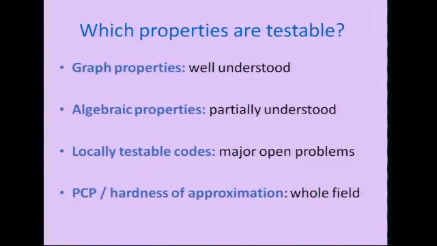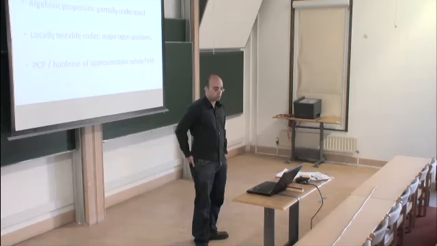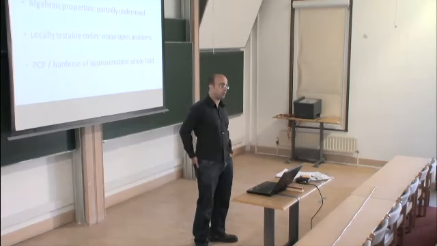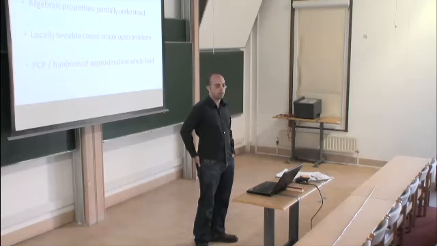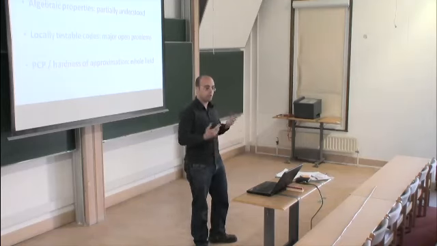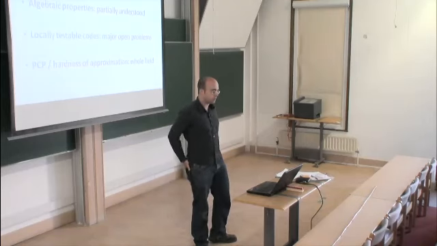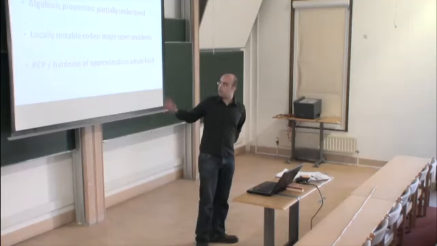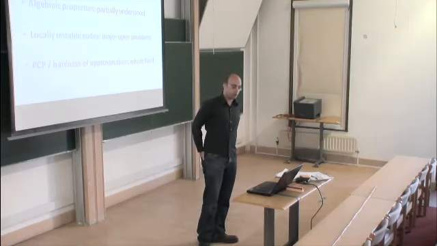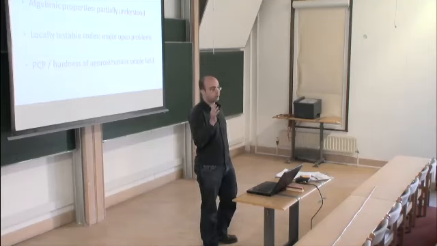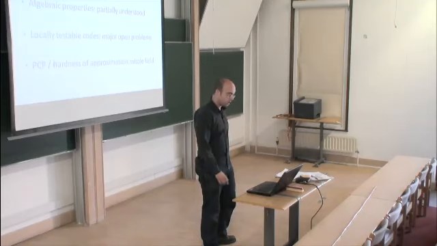And just to get an understanding, what do we know today? Which properties of mathematical objects are testable? So graph properties are relatively well understood, and particularly for dense graphs. We know today that a graph property is testable for dense graphs if and only if it's hereditary. So it really gives a complete characterization of graph properties. For algebraic properties, we have some partial understanding, and for less structured objects, in particular for hardness of approximation and NP-hard problems, it's an entire field. So every problem requires some different techniques.